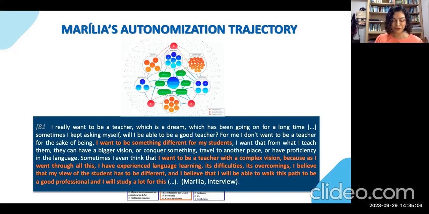So this is a meaningful reflection of Marilia as a teacher to be, showing her empathic view toward her future students. And it shows a reflection about her ideal self as a language teacher. And after graduating from college, she started to teach kids in her community.